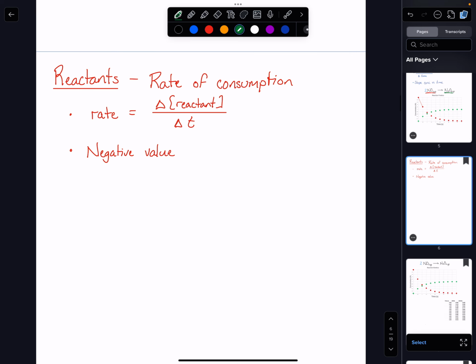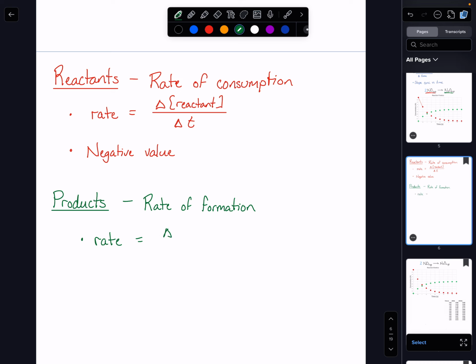All right, we were keeping track of our products in green. For products, if you think we would call it the rate of production, that'd be a pretty good guess, but instead we call it the rate of formation. And the rate of formation is equal to the change in concentration of those products over the change in time.